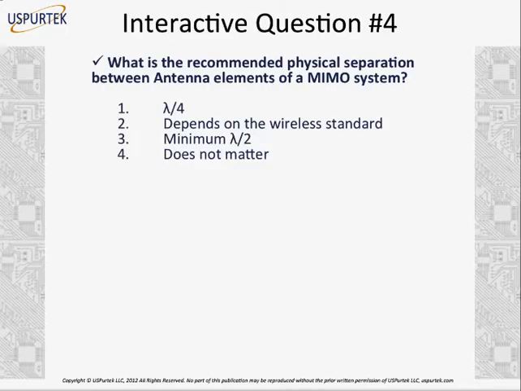Now let's stop for a moment once more. So what is the recommended physical separation between antenna elements of a MIMO system? Is it lambda by 4, that means quarter of the wavelength? Or it just depends on the wireless standard? Or is it a minimum of lambda by 2 or half wavelength? Or it does not matter? So what do you think?